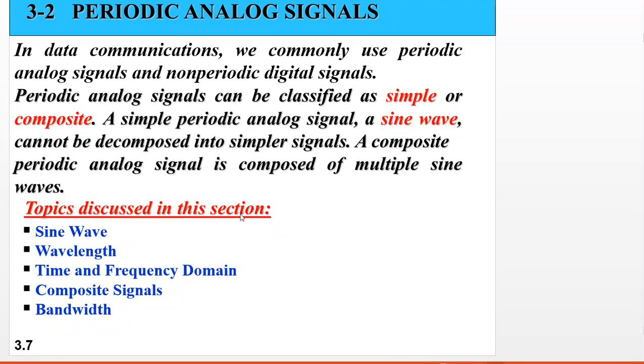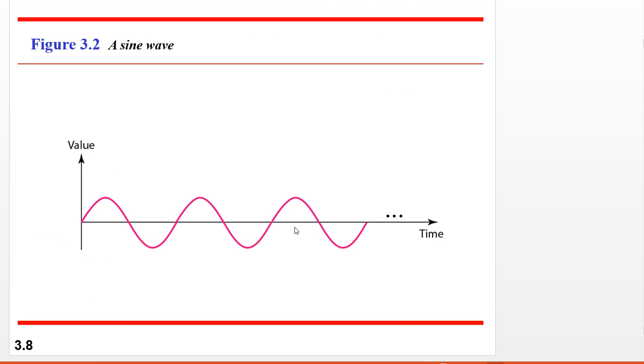Okay, now we have to understand about sine wave and wavelength, time and frequency domain, composite signal and bandwidth. Hope you already know what sine wave, wavelength, time and frequency domain, composite signals and bandwidth are. Fine. Anyway, we will discuss a bit about those things.